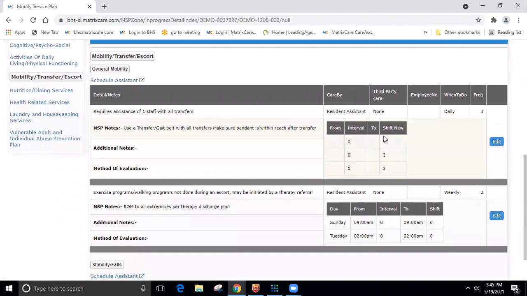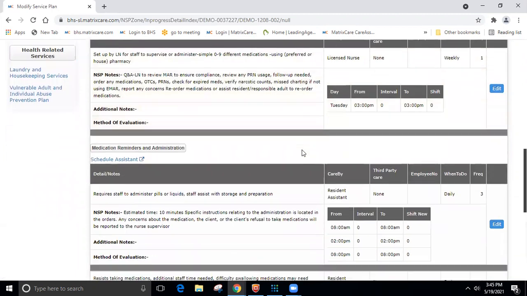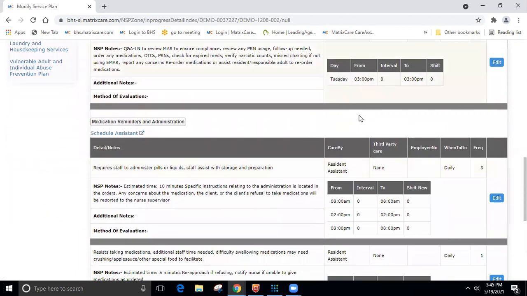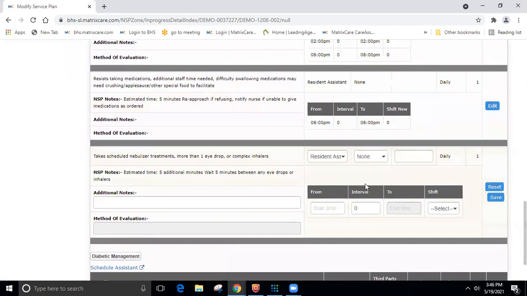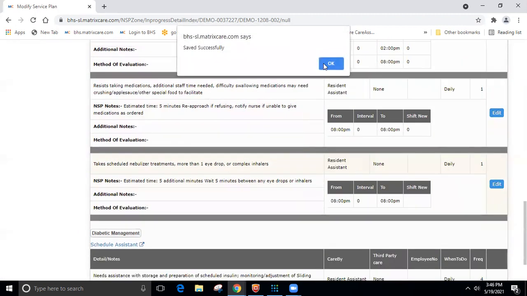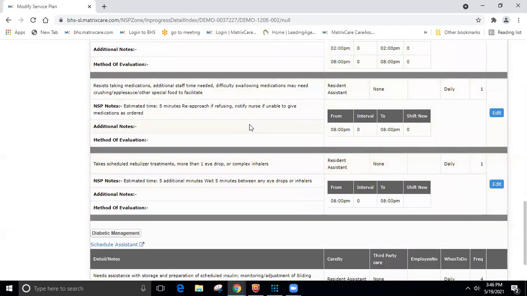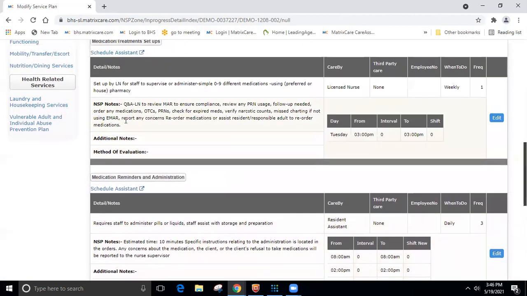So I can see here that I did put shifts in, I put times in. I put shifts in, I put times in. I didn't put a time in here or a shift. So that's going to default without a time or a shift. That's going to go ahead and default to midnight. So I'm going to go ahead and put 8 p.m. here and hit save. So now it saved it.